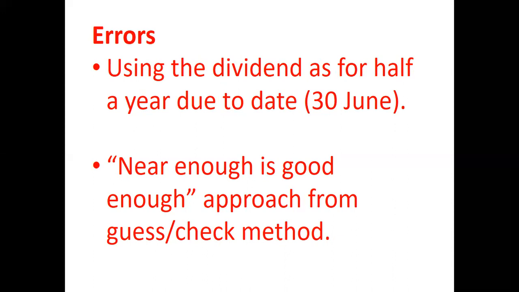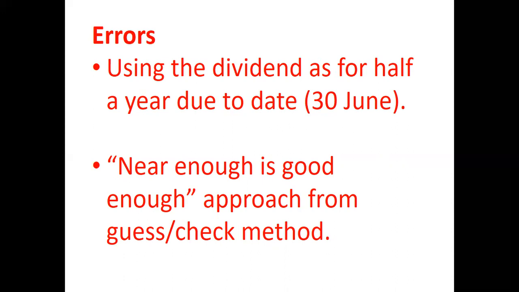Another thing that was common was that because it said the 30th of June in the question, they assumed that the dividends were only a half-year dividend. So they took that into account to try and work through the price that the shares were, or calculate the number of shares.